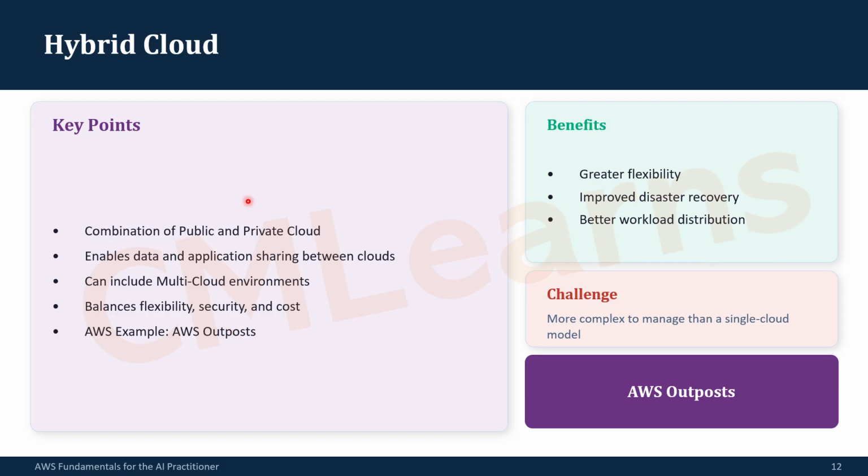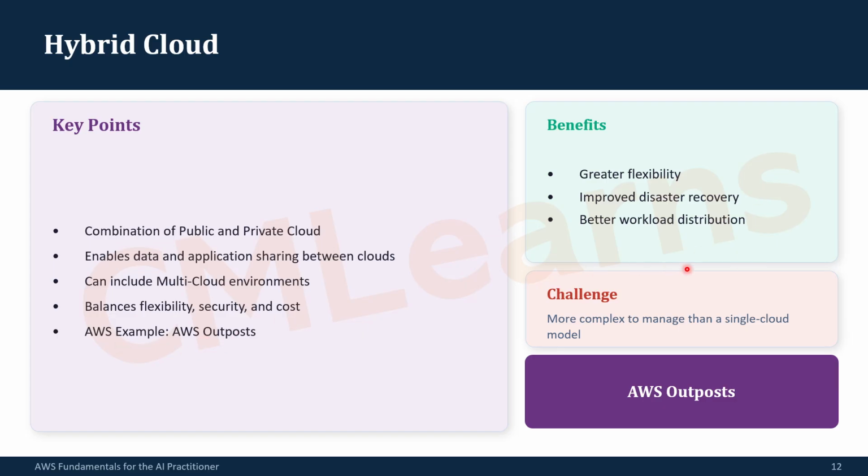That's it. So it's a combination of the public and private cloud, and it enables data and application sharing between different clouds. That means it's a multi-cloud environment. We have the private cloud and we have the public cloud, and we will be using every cloud for our day-to-day operations. So it balances flexibility, security, and cost. It's much more cost effective, but still it is a bit expensive in comparison. An example is Outposts. You will be learning more about Outposts in the coming classes.